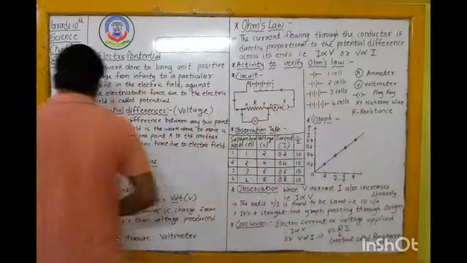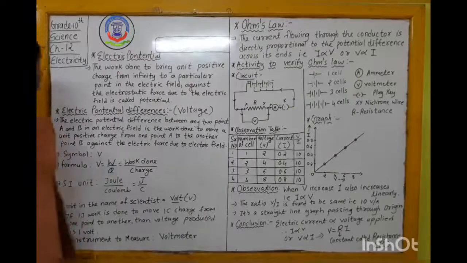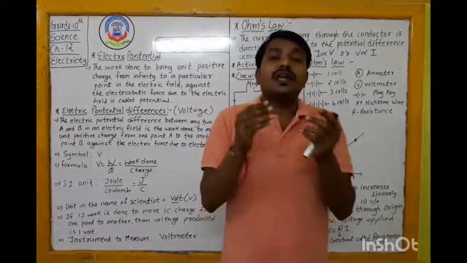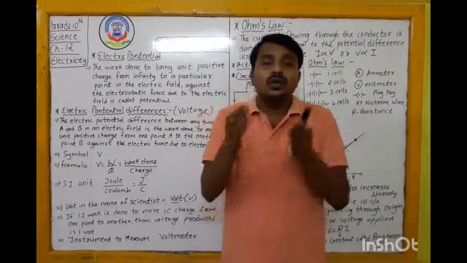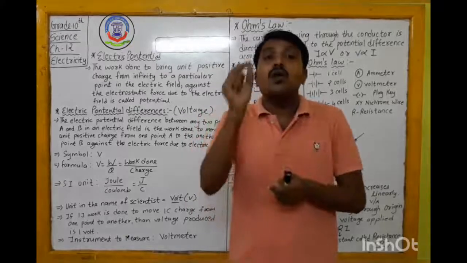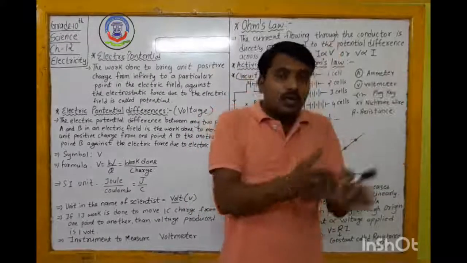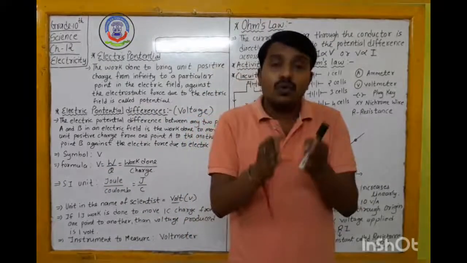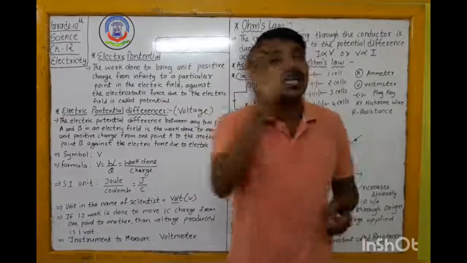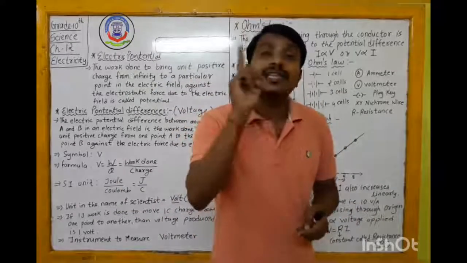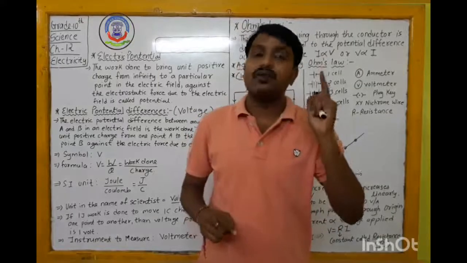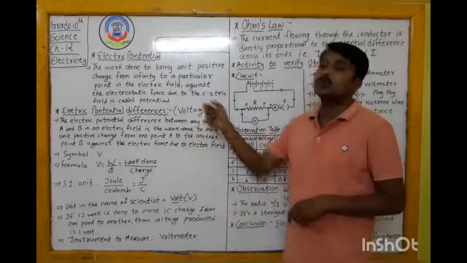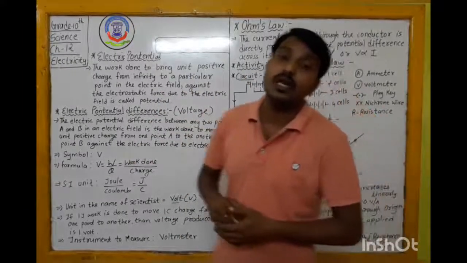Now, apart from that, the definition of 1 volt. If the work done to move 1 coulomb charge from one point to another point in a circuit is 1 joule, then the voltage produced is known as 1 volt. Then the instrument which is used to measure this potential difference is the voltmeter.